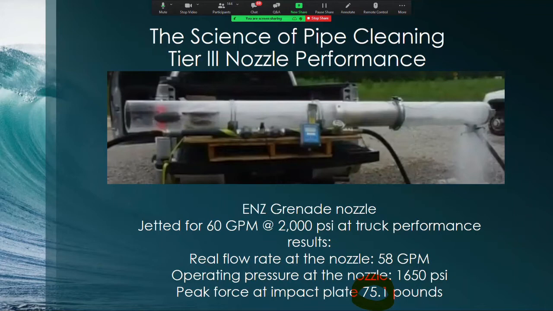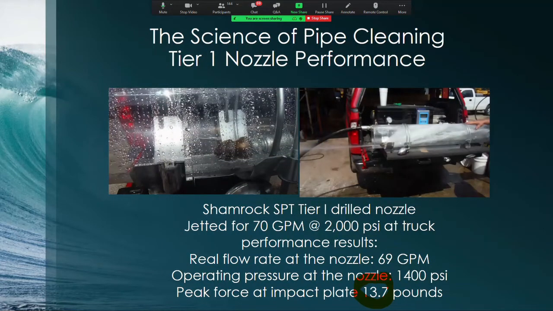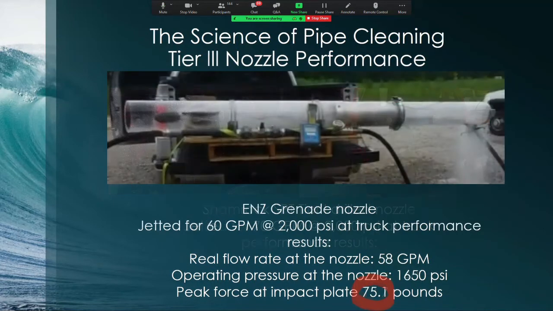I had a pressure at the end of the nozzle of 1,650 psi. You notice how I've dropped 10 gallons a minute in the flow, but my pressure's come up by 250 psi. But more importantly, the impact at that plate 9 feet away is 75.1 pounds versus the 13.7 I had a minute ago. So that's dramatic. That's more propulsion. That's more scouring and cleaning power. That's more hill climbing abilities. And we go from there.